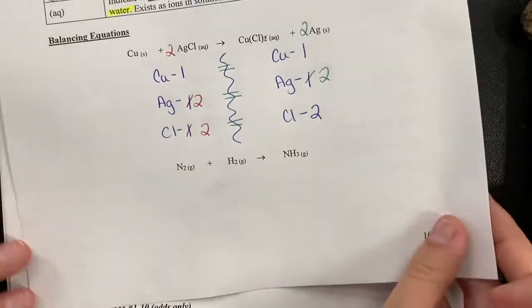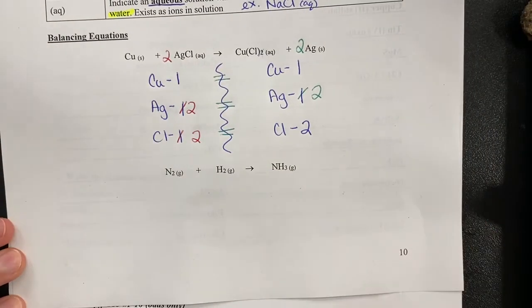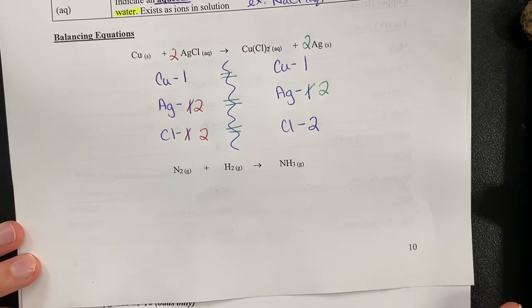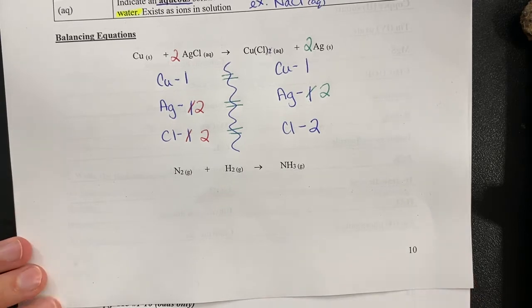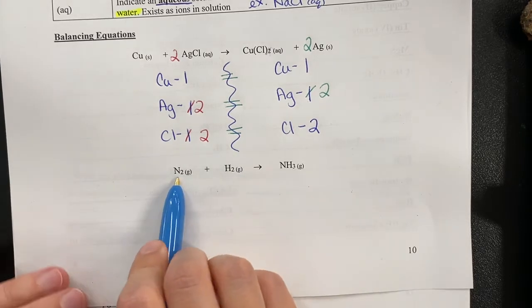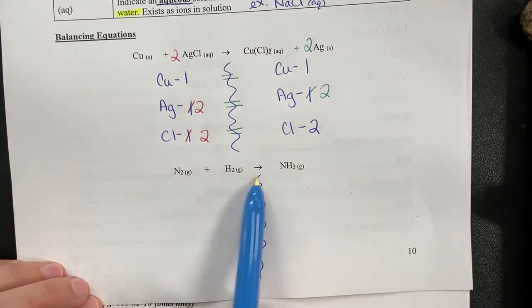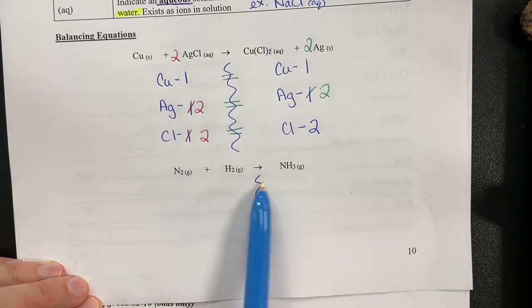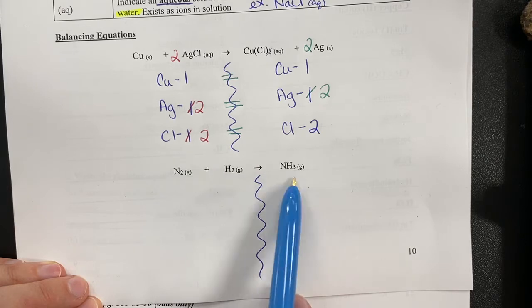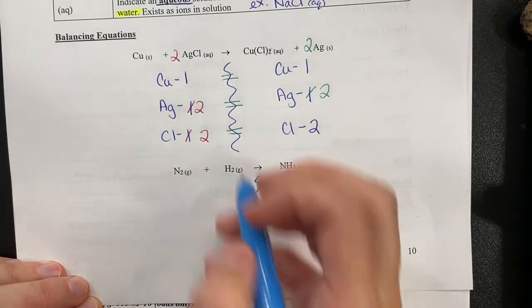We'll do one more together. If you find that this is really easy and balancing is not challenging at all for you, then great. You can just do this on your own and pause the video or skip through. But if you would like to do another practice question, we'll do one more together. So in this one, we've got nitrogen and hydrogen. Again, I'm going to draw my little line, students often call it the river, between the reactants and products. I'm going to make a list.